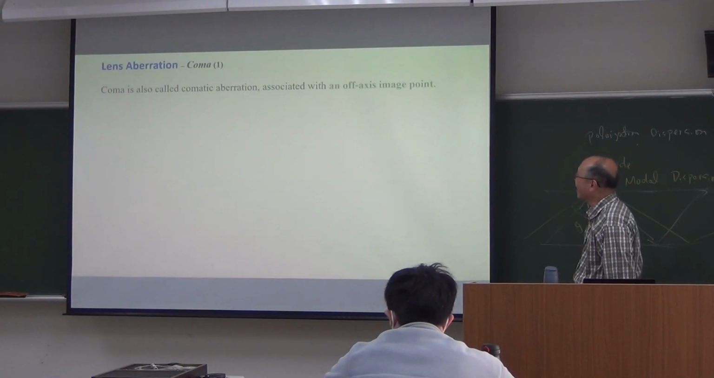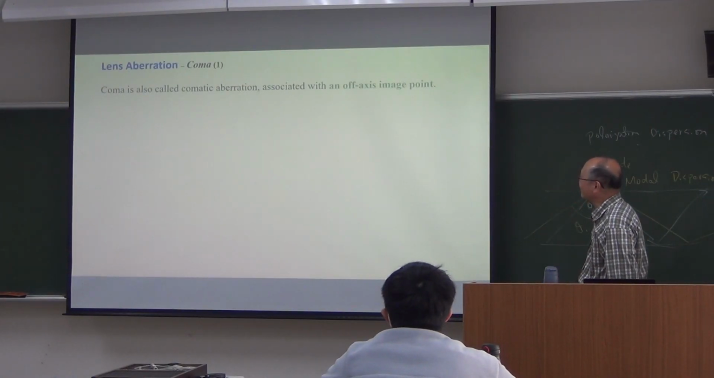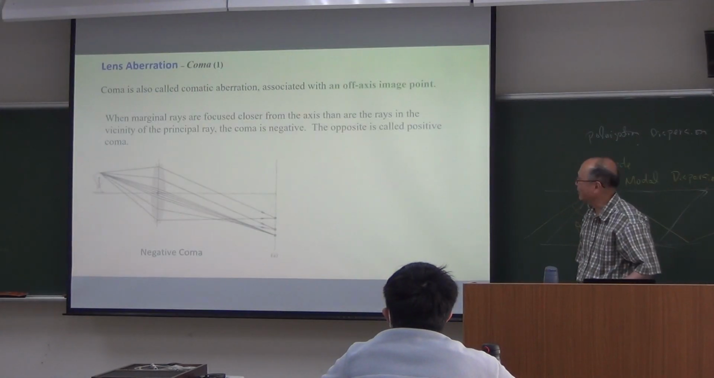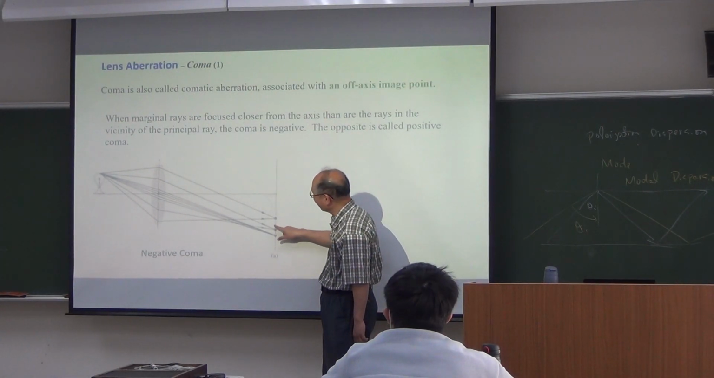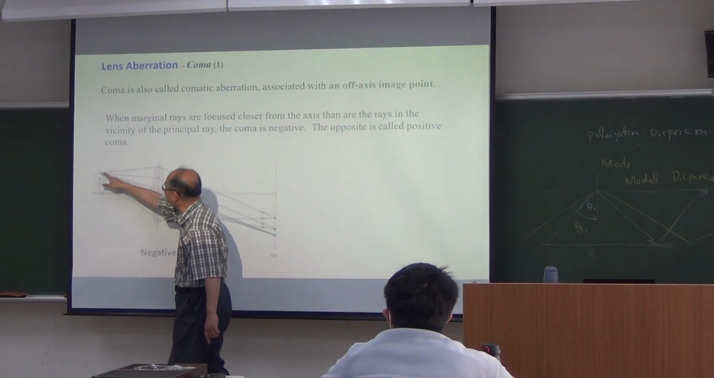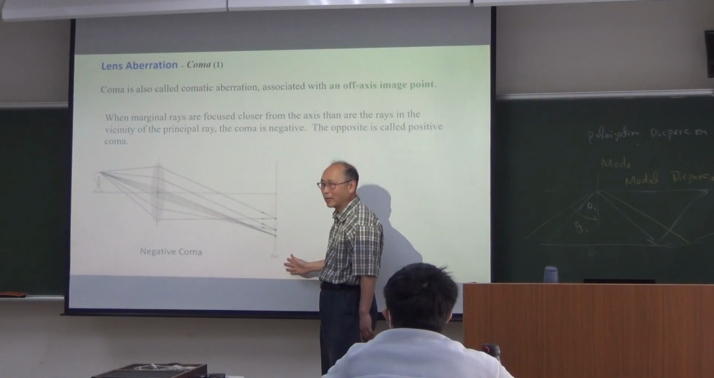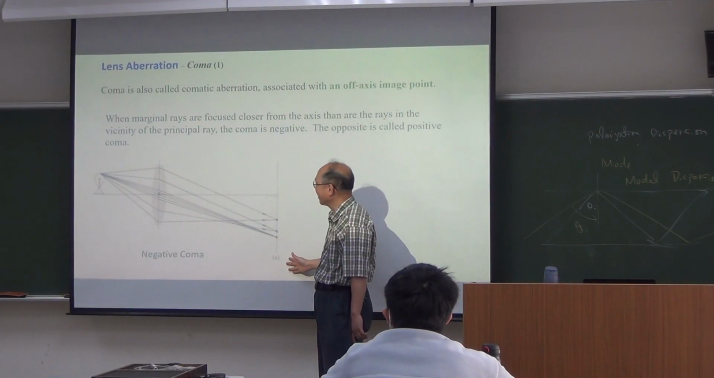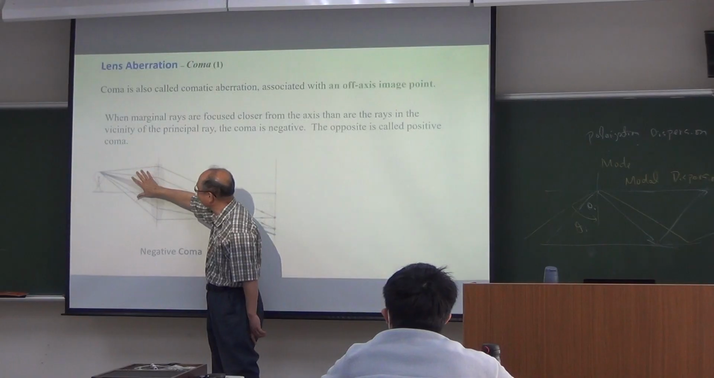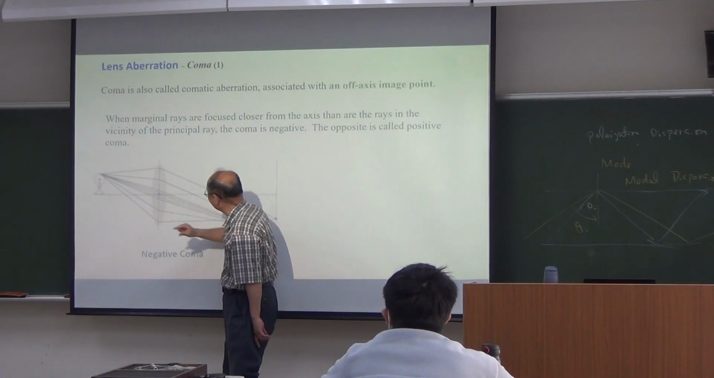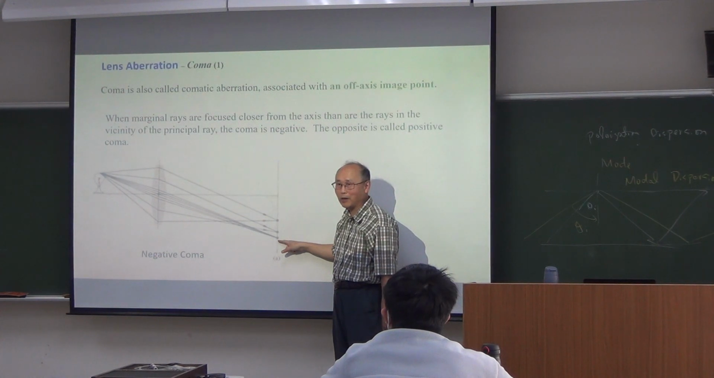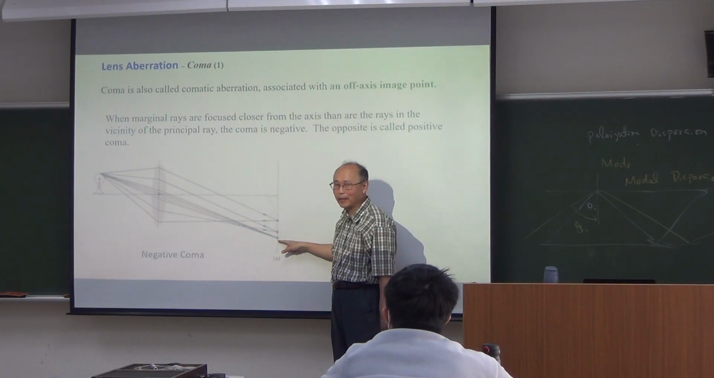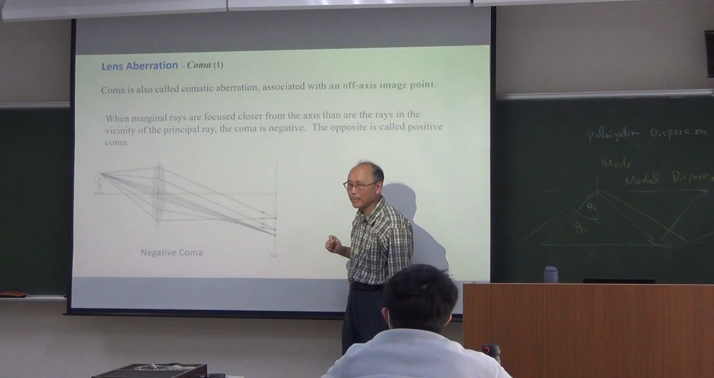Aberration. If you look into some off-axis image point, what happens is that if I want to image this point to the image plane, you find that the light going through different parts of the lens will be focused at different points. So it smears out the image, and we call this coma.